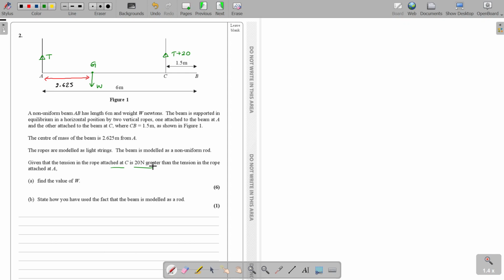Find the value of W. Okay, so how do we find the value of W? In these kinds of questions, there are just two things to do, right? You take moments around a given point and you apply vertical equilibrium. So shall I first get vertical equilibrium?